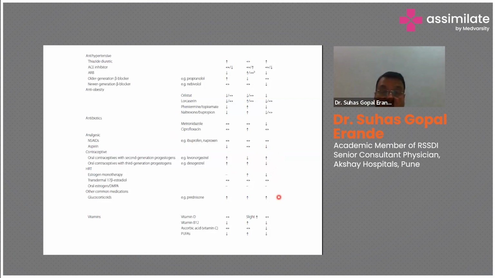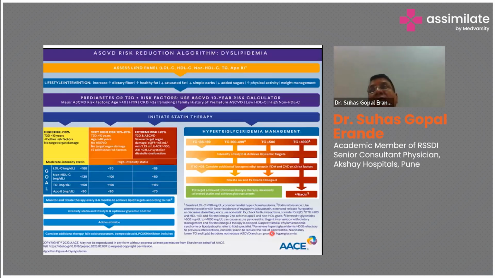And vitamins, mind you: vitamin D is neutral as far as LDL is concerned, but vitamin B12, ascorbic acid, that's vitamin C, and polyunsaturated fatty acids can certainly reduce the levels of LDL. So all these you need to be aware of, because these may not be lipid lowering drugs, but they are certainly used very frequently for sugar lowering, for blood pressure, for obesity, or maybe as standard hormone supplements or nutrition supplements.